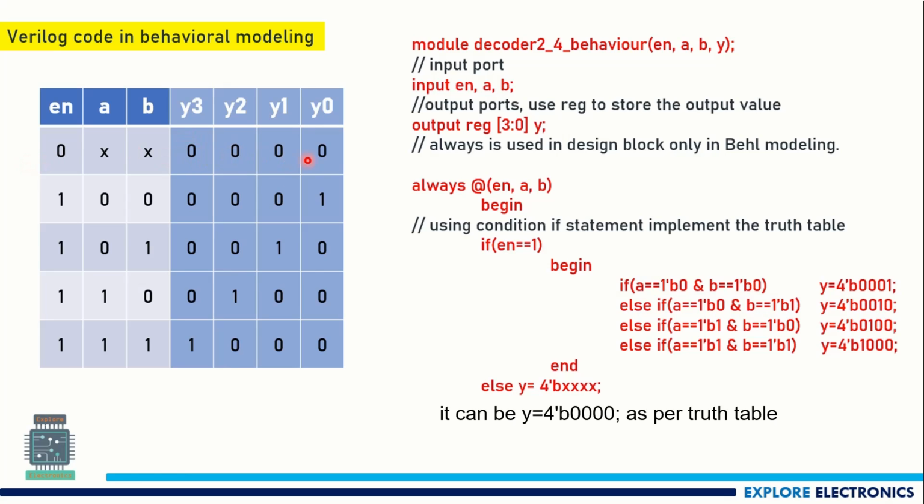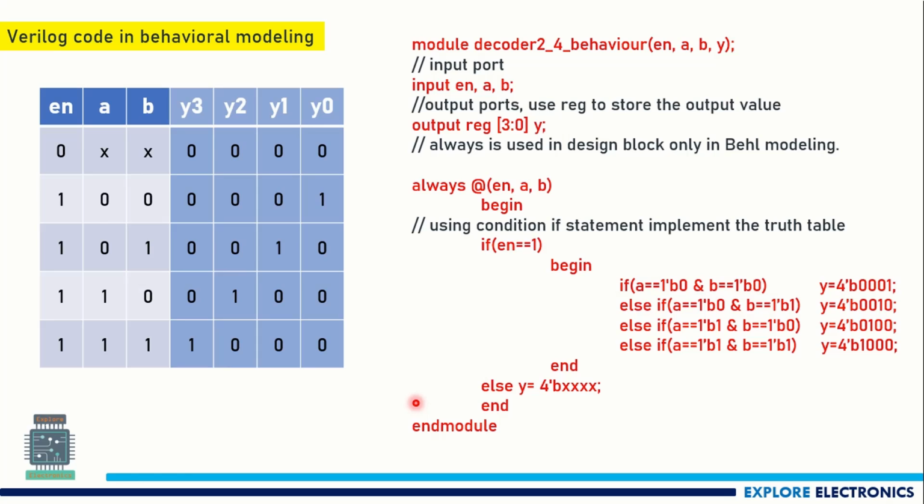Here we can write 0. In the code I am writing it as xxxx. In place of that you can write it as 0 according to the truth table. But here I have mentioned it as x. And finally we need to end this always block with end and endmodule. This completes the behavioral modeling code for the 2 to 4 decoder.